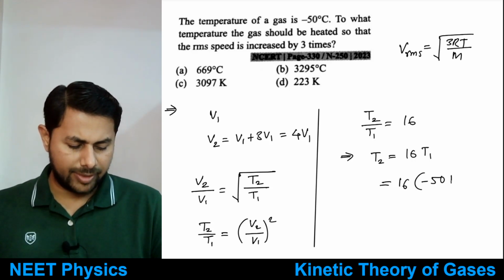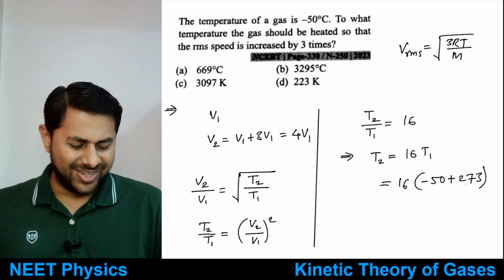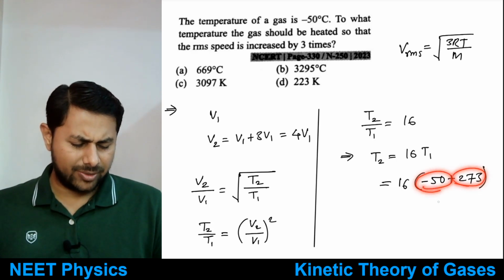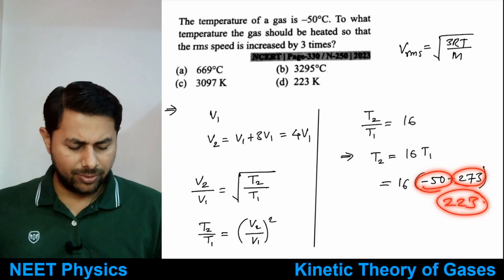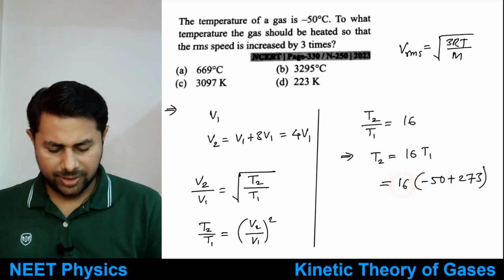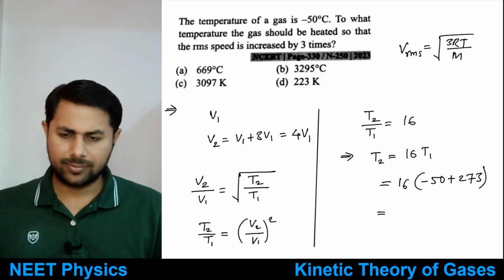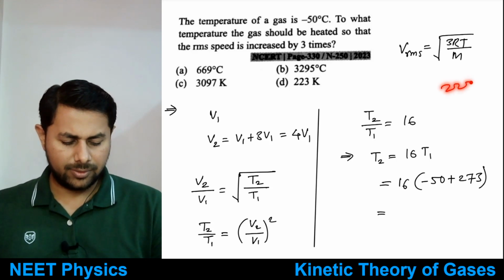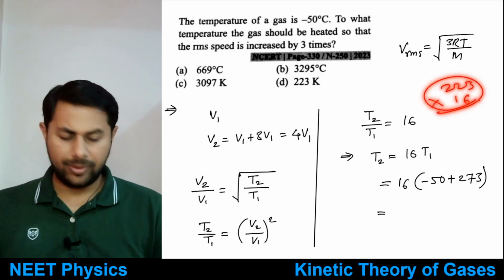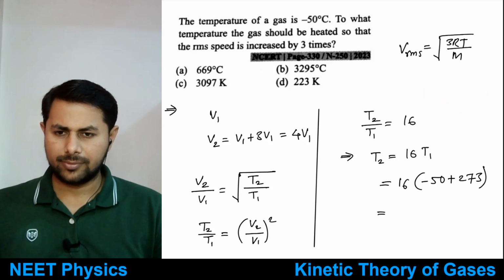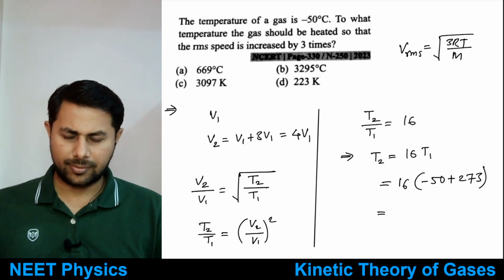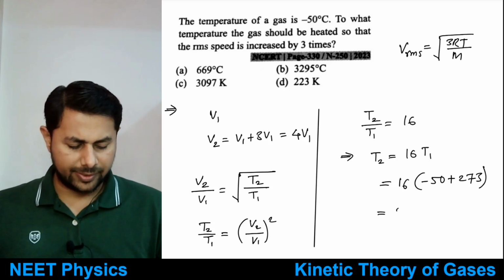Let's forget about 0.15. So 273 minus 50 is 223. Okay, 223 times 16. How much is it? Tell me. 3568. Okay, so it is 3568 kelvins.